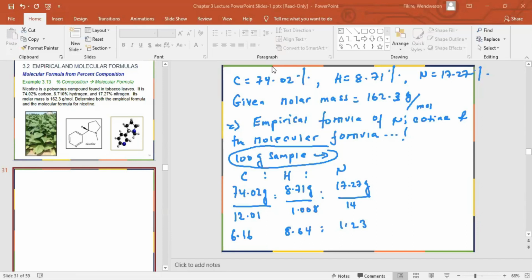We have to add the numbers. No, no, no, Sylvia. We need to find which one is the smallest out of the three. Oh, the smallest one. Yes, the smallest, and then we divide by the smallest mole ratio. So obviously 1.23 is the smallest one, so we divide everything by the smallest one to get the mole ratio. So now 6.16 divided by 1.23, what do you get?